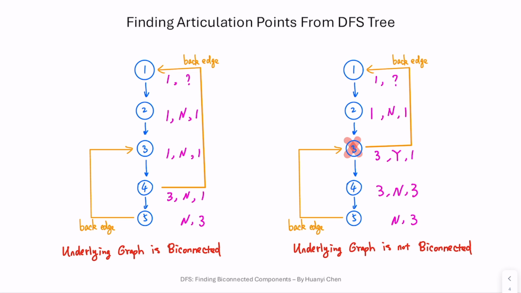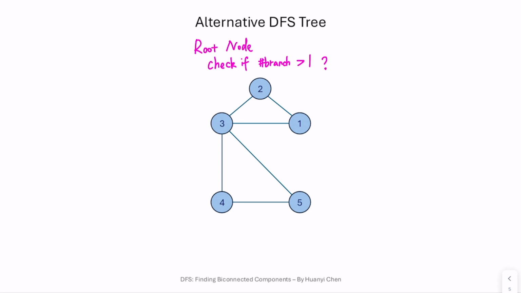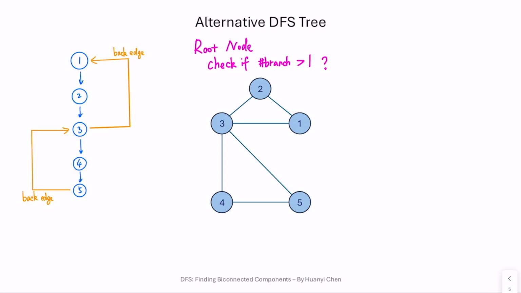There may be more than one articulation point, but we only need one depth-first search to find them out. To check if a root node is an articulation point or not, we just need to check the number of branches that it has. If the number of branches is larger than 1, then it is an articulation point. Otherwise, it is not an articulation point. For the previous case, since it only has one branch, not considering back edges, it is not an articulation point.